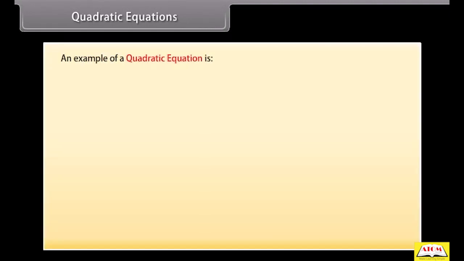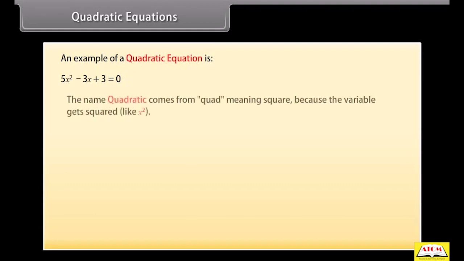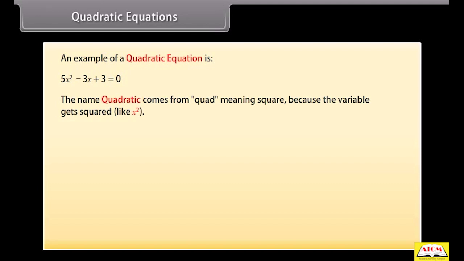Quadratic equations. An example of a quadratic equation is, the name quadratic comes from quad, meaning square, because the variable gets squared, like x square. It is also called an equation of degree 2 because of the 2 on the x.